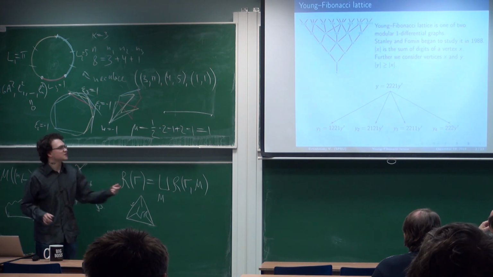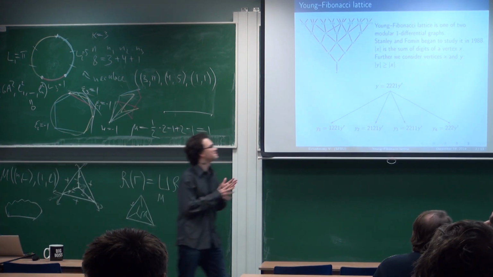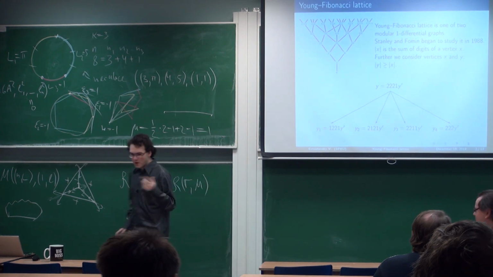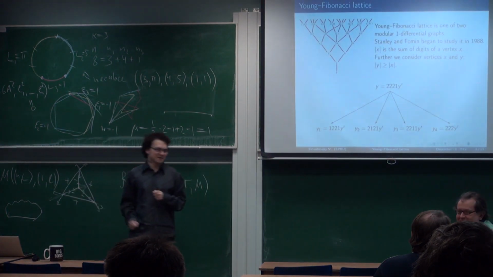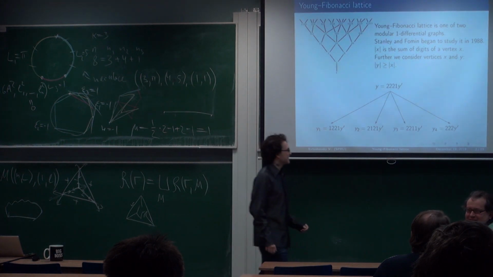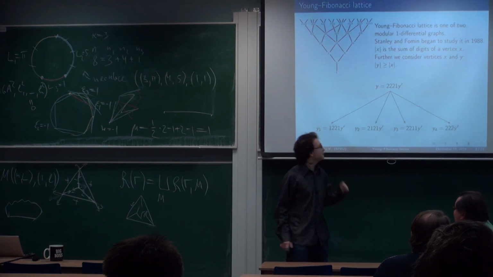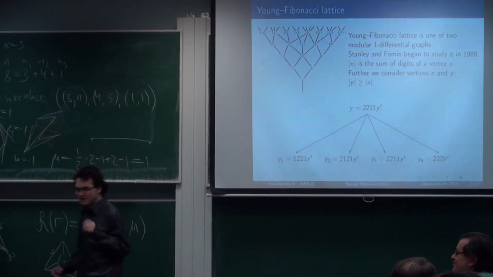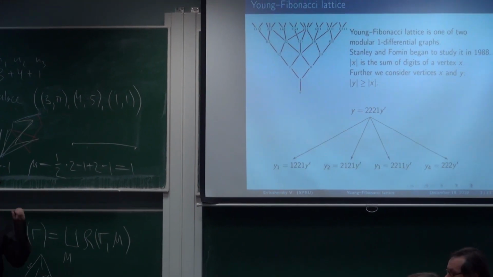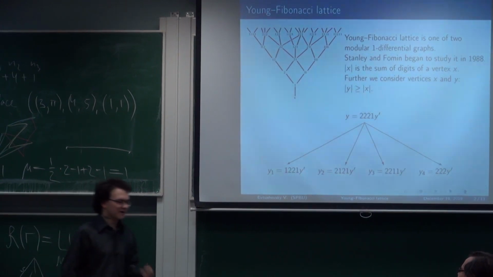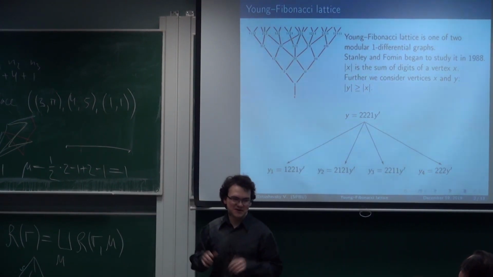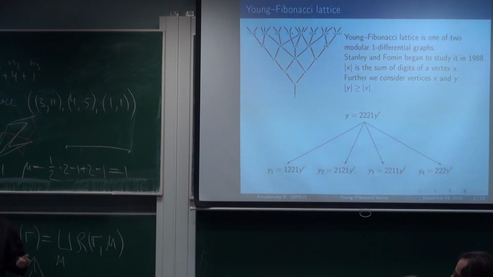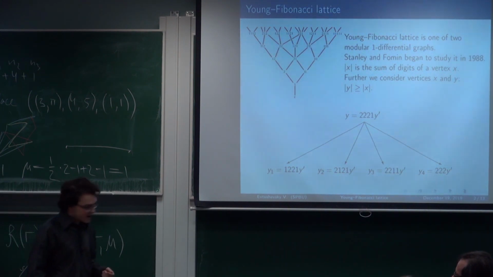First, I need to define the Young-Fibonacci lattice. It is one of two modular 1-differential graphs. What is a modular 1-differential graph? If we have a graded rooted graph, it is called modular if each pair of vertices either has one common successor and one common predecessor, or has no common successors and no common predecessors.